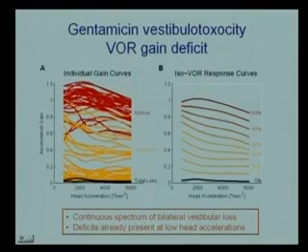And if we now take 14 gentamicin vestibulotoxicity patients, here shown in yellow, one can see that there is a whole range of vestibulo-ocular reflex gain deficits overlapping with the low range of normals, here shown in red, and here shown as ISO VOR curves, 10, 20, 40, 60, 80%, showing that there's a continual spectrum of bilateral vestibular loss from gentamicin toxicity, and most importantly, these deficits are already visible at low head accelerations.